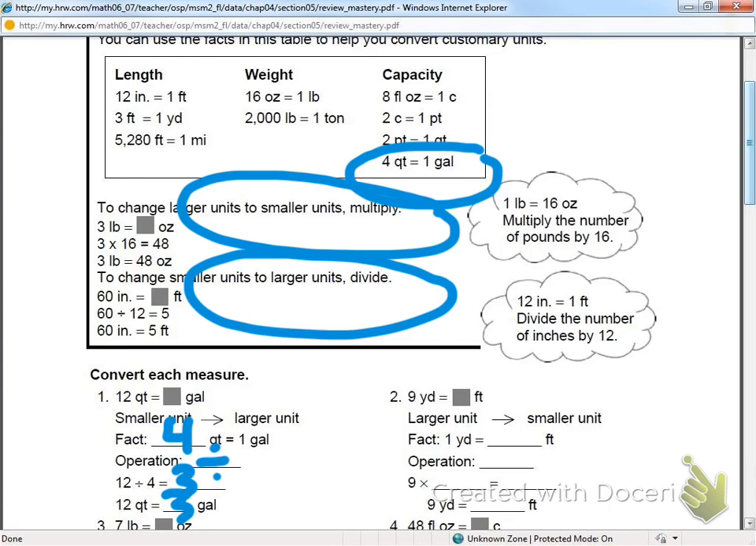Excellent. Now on number 2, I have 9 yards, and I'm going to feet. So I'm going from a larger unit to a smaller unit. So I'm going to multiply. That's correct. So 1 yard equals how many feet? 3. So I'm going to multiply 9 times 3. And what's 9 times 3? 27. That is correct. So there are 27 feet in 9 yards.